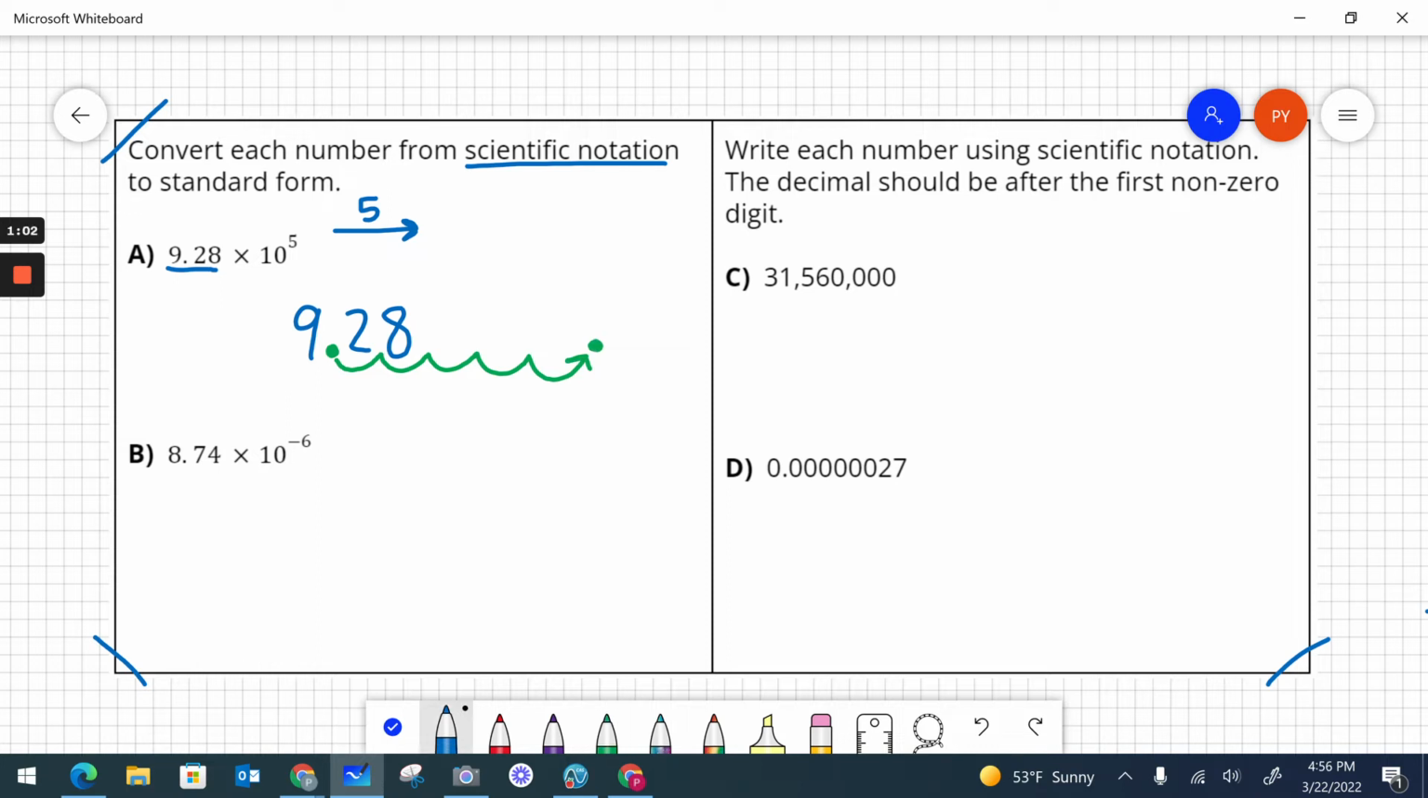I'm going to fill in the empty spaces with zeros. And then I have my final number in standard form. And you can add a comma if you want. 928,000.